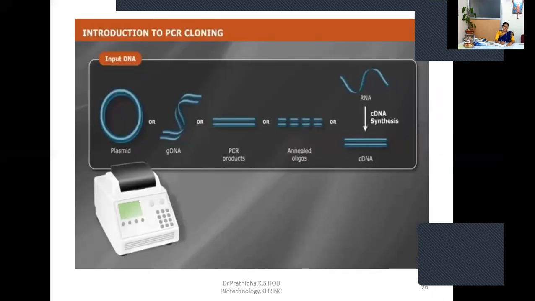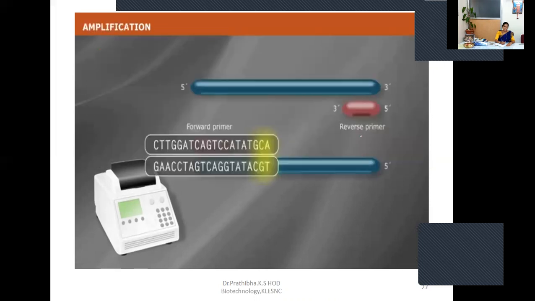Next, this is the PCR machine. In the PCR machine, you can use target DNA, such as plasmid DNA or genomic DNA, or you can take the PCR product or any annealed oligonucleotides, or even cDNA. cDNA means the DNA which is obtained from RNA molecules. If you have converted the RNA in the presence of reverse transcriptase enzyme, those cDNA can also be used in the PCR machine.